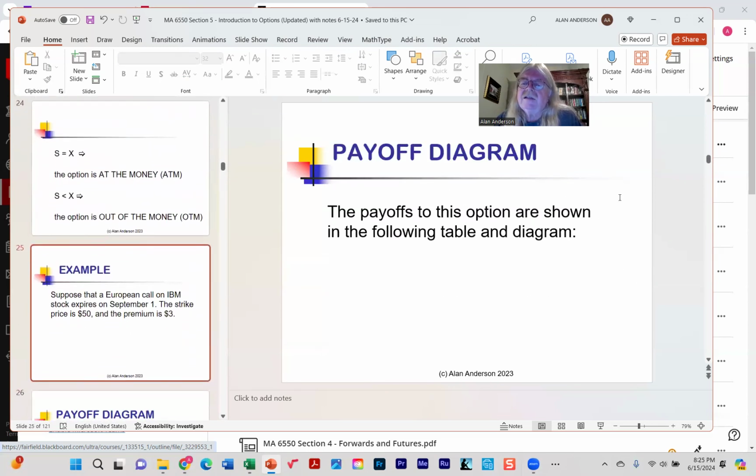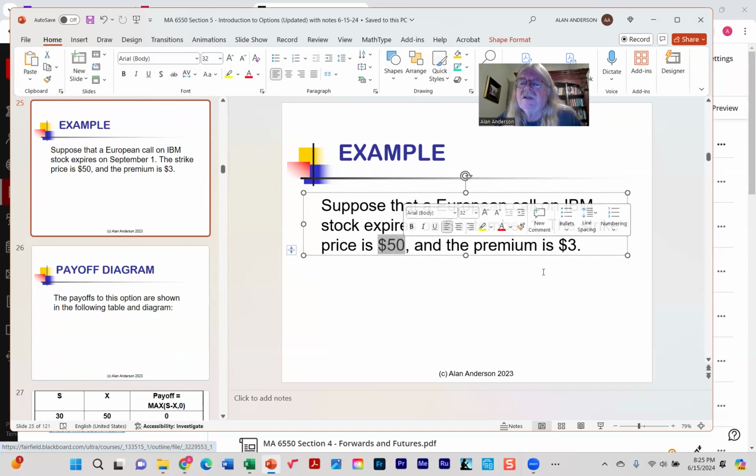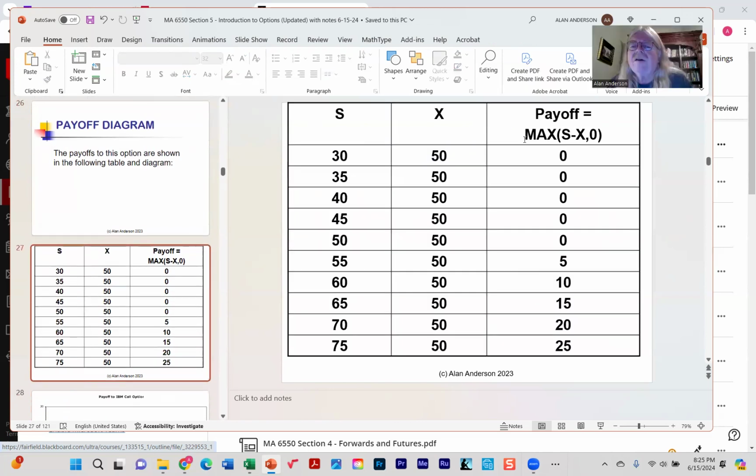So let's say that here's our call on IBM that expires on September 1st. The strike is $50. I have the right to buy it for 50, and the premium, or price of this option, is $3, which comes out of my pocket, and I never get that back, no matter what happens. So I put together a little table here to show you the different payoffs at different stock prices. And here's the formula.